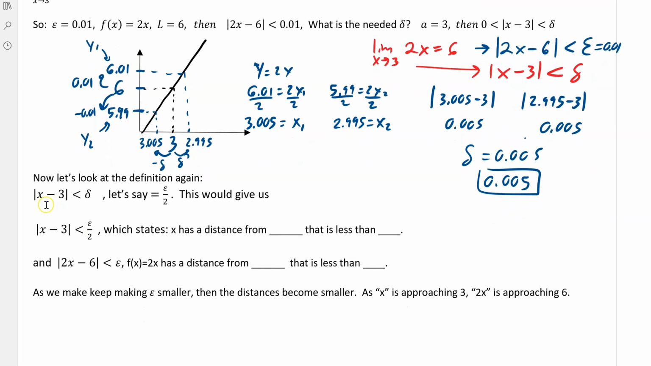All right, so if we have |x minus 3| is less than delta, let's say that delta is epsilon over 2, this would give us this, which states that x has a distance from 3 that is less than epsilon over 2. And then now if I multiply that 2 in, we get |2x minus 6| is less than epsilon, right? Which now says that our 2x has a distance from 6 that is less than epsilon, and that's what you're trying to prove. So what we're saying here is that if we have some value delta that's greater than 0, right, then our x has a distance from 3 that is less than that.